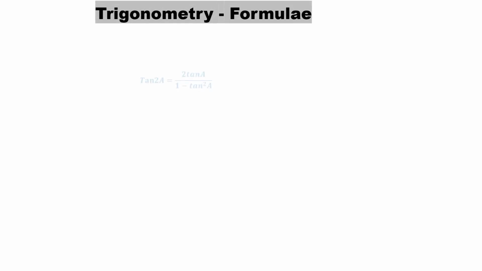The topic is the equation of double angle identities. So I picked one of the formulae, that is tan 2a is equal to 2 tan a divided by 1 minus tan square a. This has to be derived and proved.